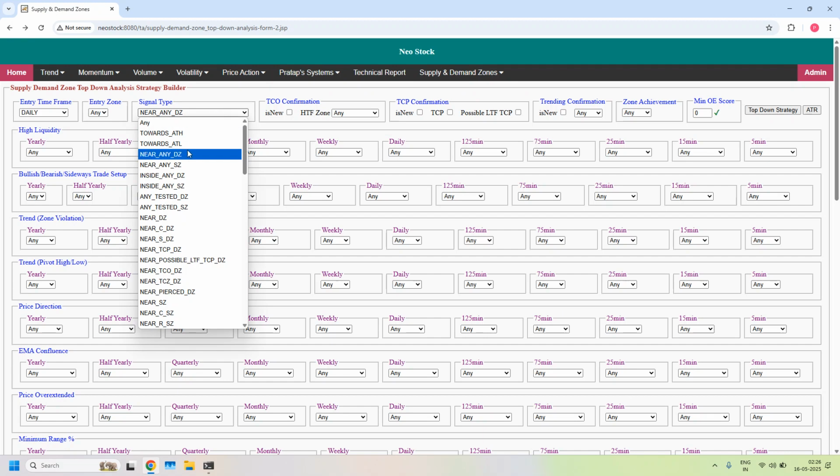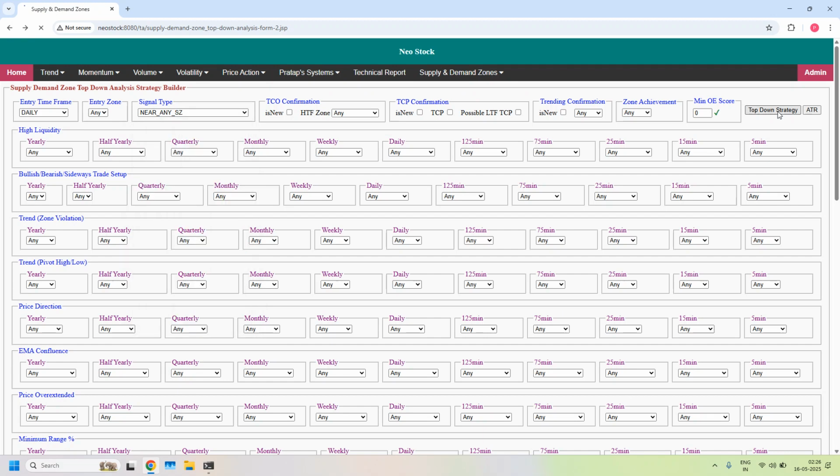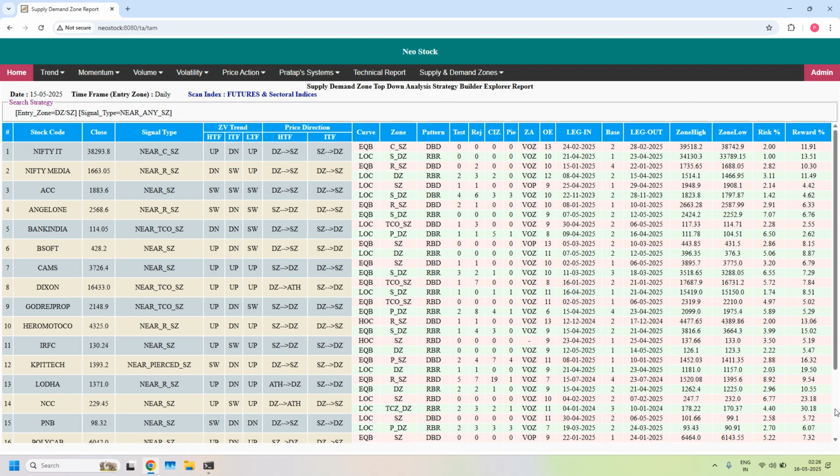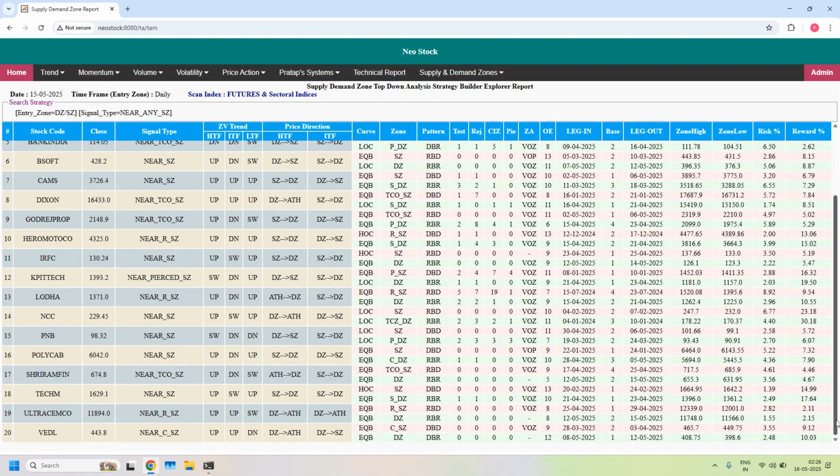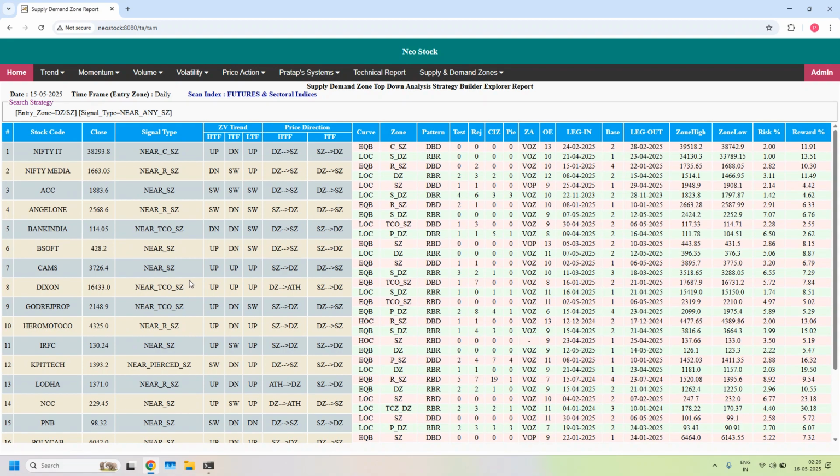Okay. Next, daily time frame. Let us find the stocks near to the daily supply zone. First 15 stocks. So total 20 stocks are filtered. Let us identify daily high liquidity supply zones from this list. NIFTY IT not listed in F&O. We are not going to use it. NIFTY Media also not listed in F&O.